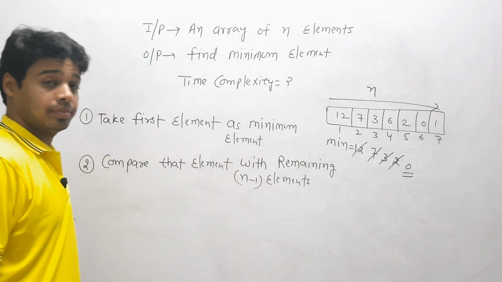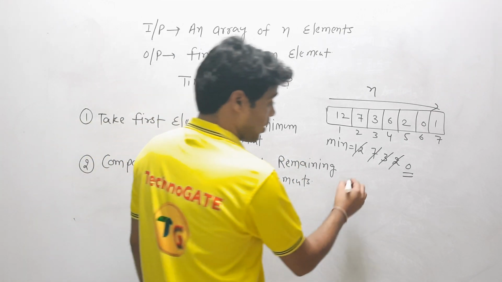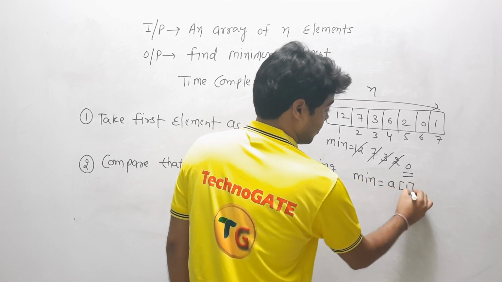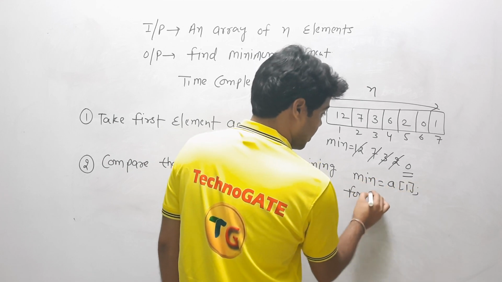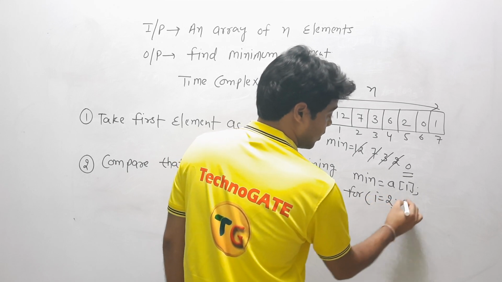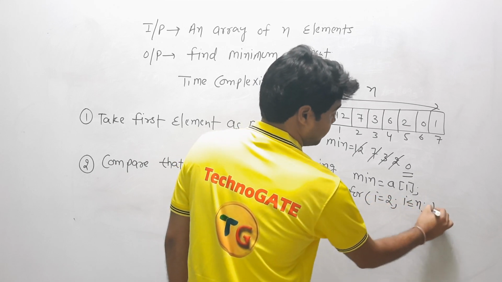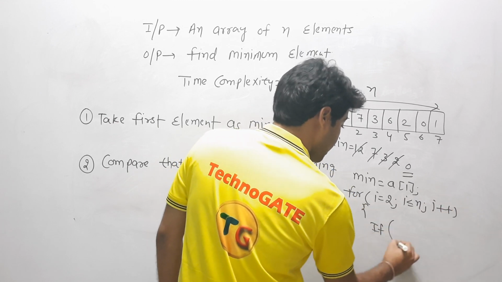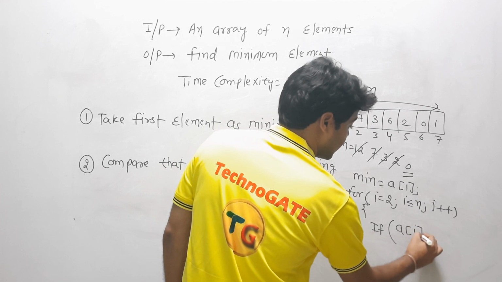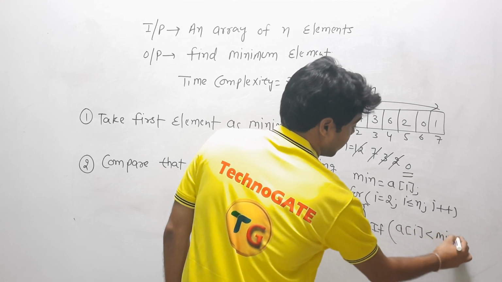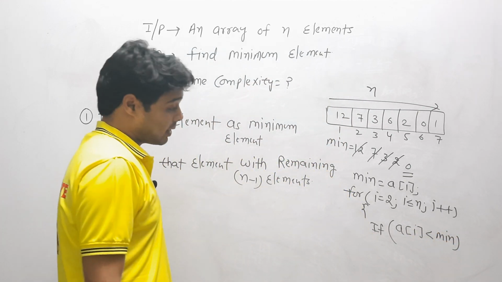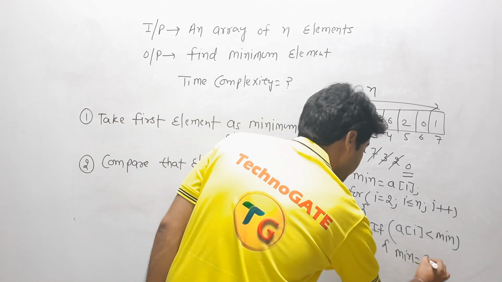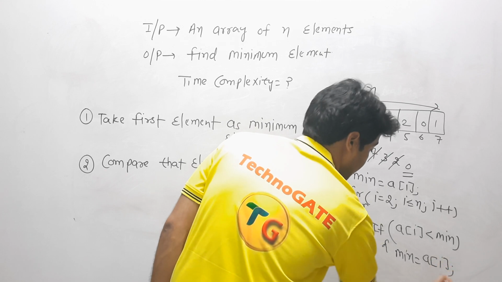Okay, this one. Here the first element is the minimum element. So minimum is a of 1, and this is a for loop starting with 2, i plus plus. If a of i is less than minimum, then update minimum. So minimum is a of i.